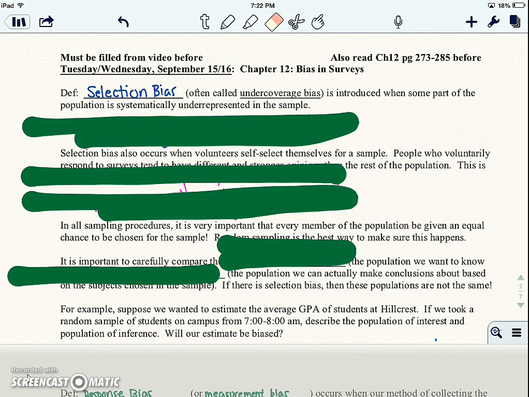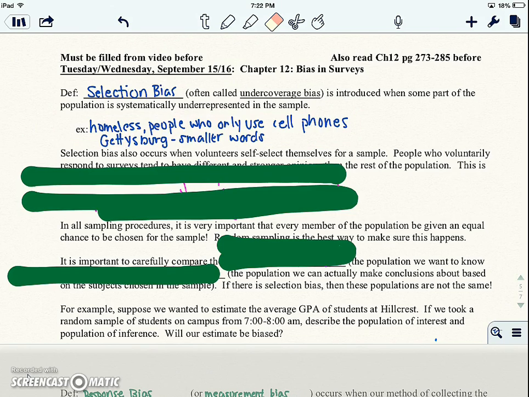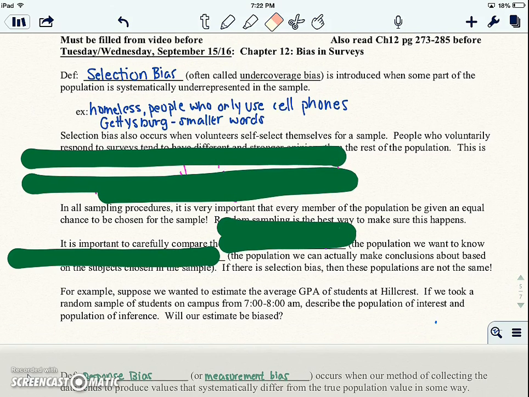Selection bias, often called undercoverage bias, is introduced when some part of the population is systematically unrepresented in a sample. For example, homeless people, people who only use cell phones, or when we did the Gettysburg and we did it just by eye, the smaller words were unrepresented. So if we were trying to get a census of how many kids in a family, homeless people wouldn't get counted because they're going around house to house or mailing out a census. So they're systematically underrepresented. Okay.